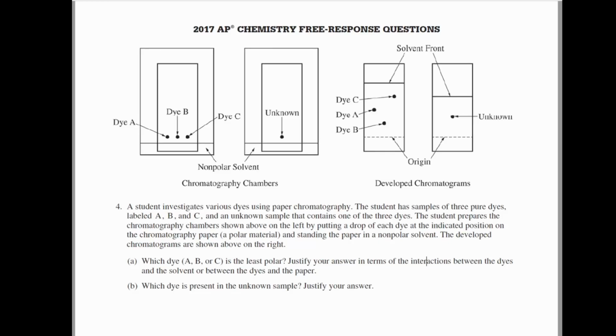Good morning and welcome to a walkthrough on 2017 AP Chemistry question number 4. Number 4 starts by saying a student investigates various dyes using paper chromatography.